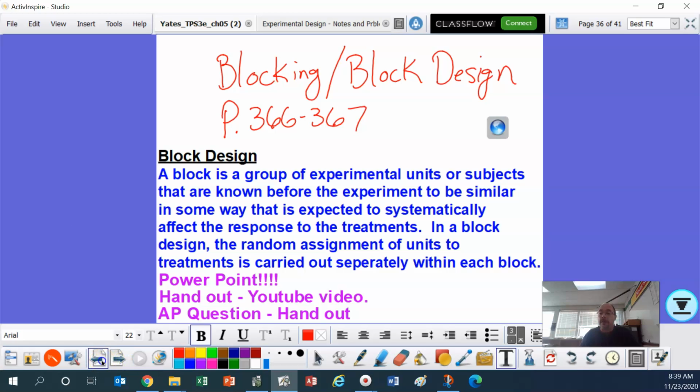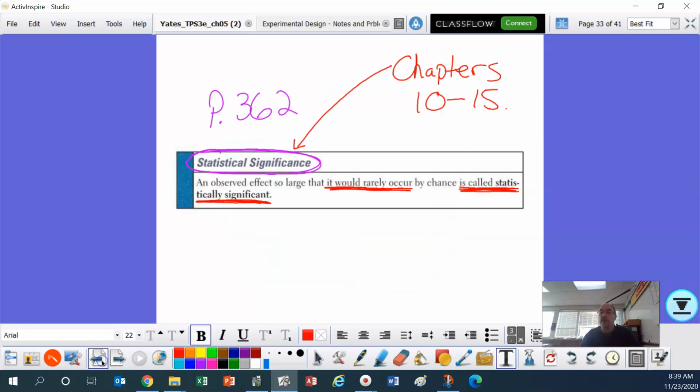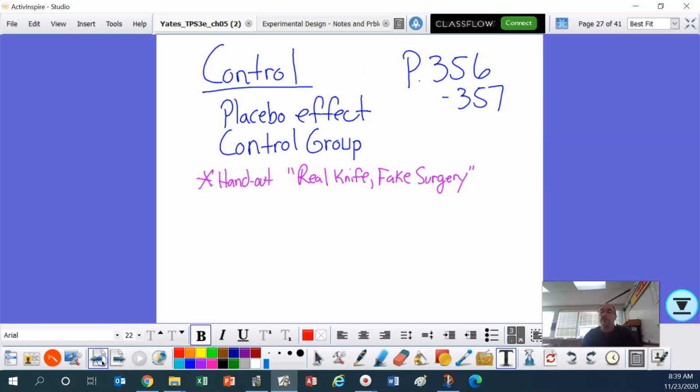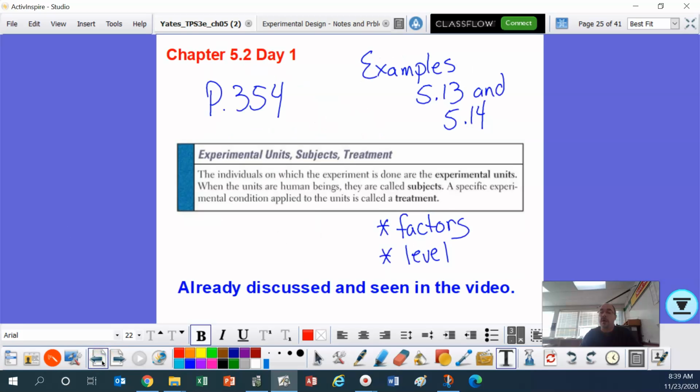So a lot of reading, ladies and gentlemen, a lot of reading. Go through all of these examples. And if there are questions and things you don't quite get, please ask during class.